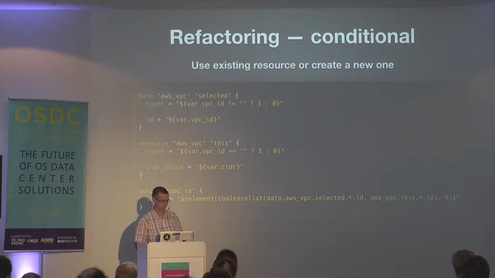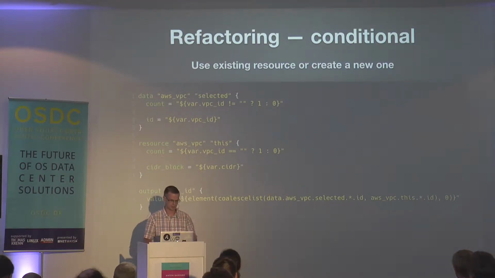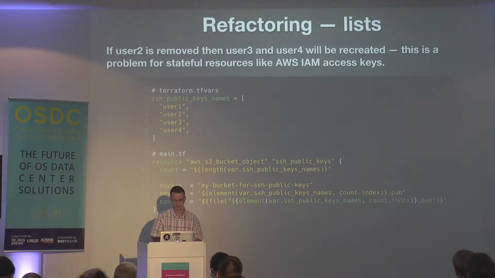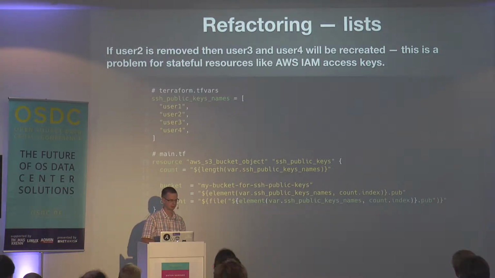And this code illustrates how to use data source and how to use resource to create it conditionally. Another limitation of 0.11, which will be fixed shortly, is the way indexing works in list. So in this example, if user 2 is removed, then everything will be recreated because Terraform didn't know so well about order of these items. It means that 0, 3, and 4 will have to be moved up. It means they have to be recreated.